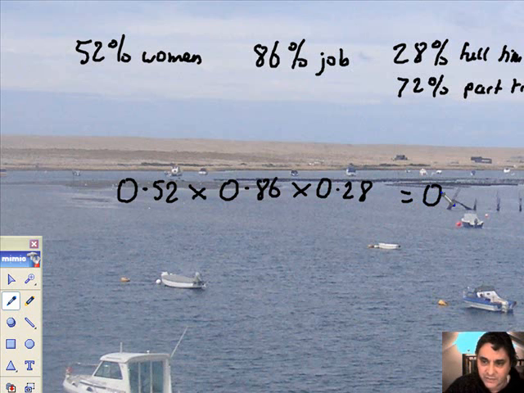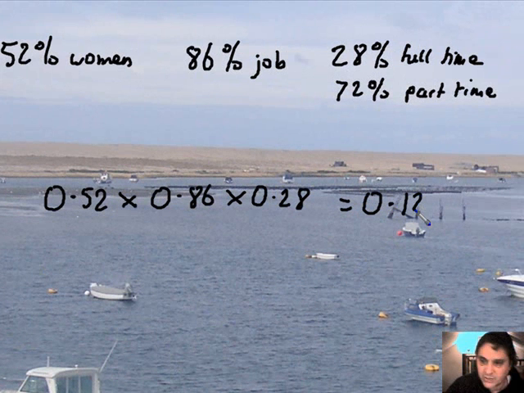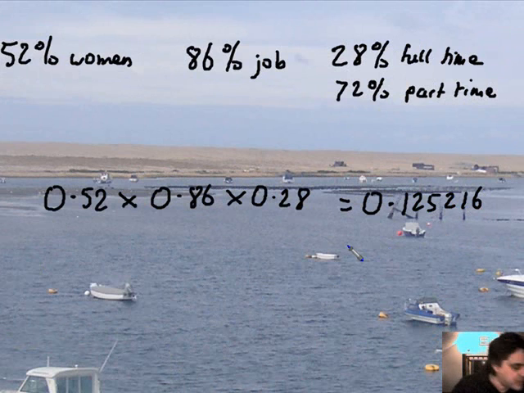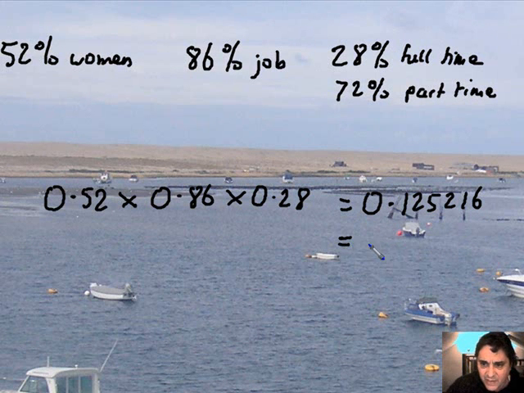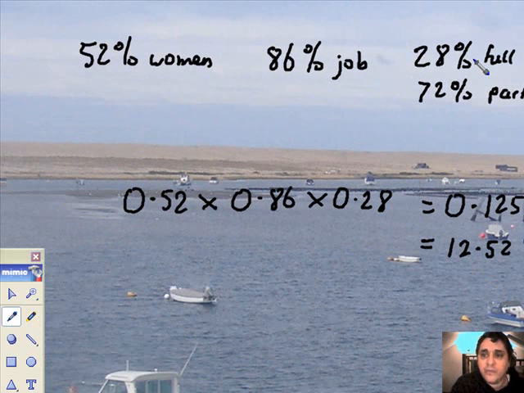Therefore, I have an answer of 0.125216. Not very nice, is it? I therefore convert that into an understandable number. Bang, bang. 12.52. Leave that little bit alone. It's got far too far away. I've got 12.52% of the town are women who work full time.